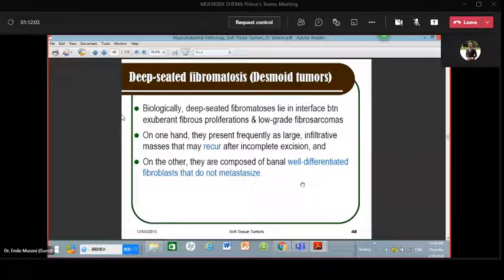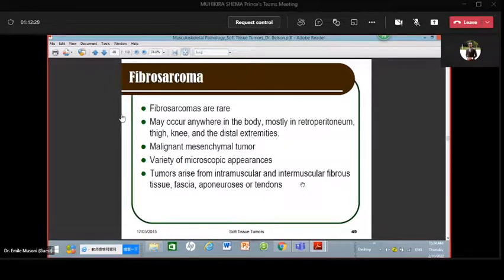This one lies in the interface between exuberant fibrous proliferation and low-grade fibrosarcoma. On one hand, they present frequently as a large infiltrative mass that may recur after a complete excision. So they are between low-grade and high-grade fibrosarcoma. Fibrosarcomas are very rare. Most of the time, soft tissue tumors are benign. It may occur anywhere in the body, but mostly in the retroperitoneum, thigh, and distal extremities.